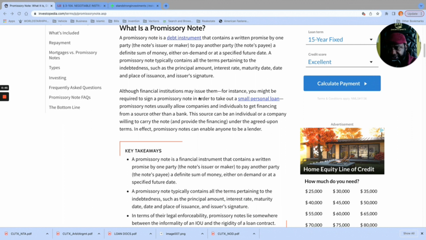Although financial institutions may issue them, for instance, you might be required to sign a promissory note in order to take out a small personal loan. Promissory notes usually allow companies and individuals to get financing from a source other than a bank. This source can be an individual or a company willing to carry the note and provide the financing under the agreed upon terms. In effect, promissory notes can enable anyone to be a lender. Okay? Pretty good information right there.